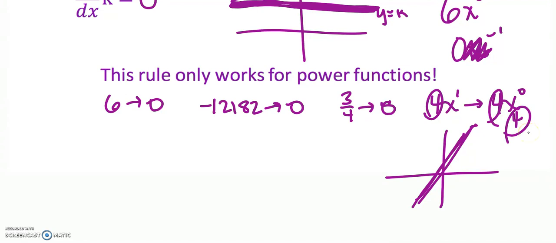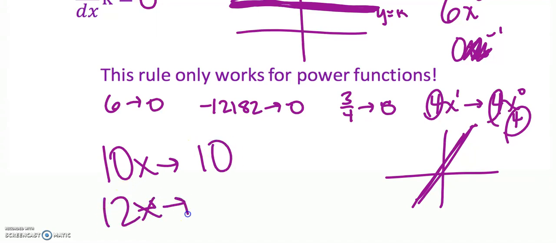So you're saying that if I see a coefficient that's a constant, I'm not going to make the derivative of that constant 0? Correct. Okay. So for instance, if I had 10x, its derivative would be 10. Oh, okay. If I had 12x, the derivative would be 12.